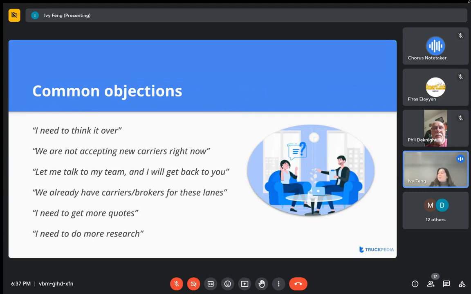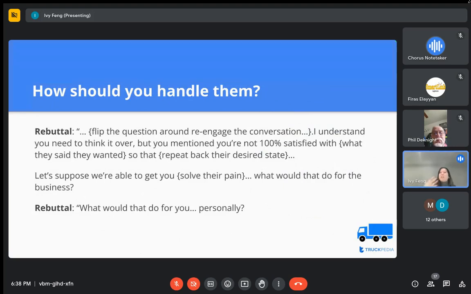And I don't want you to be discouraged. This is going to happen. People are naturally like this because people naturally don't like to change. But this is what you can say and how you can handle it so you can get people to want to change, right? So again, we're going to flip the question and re-engage the conversation.